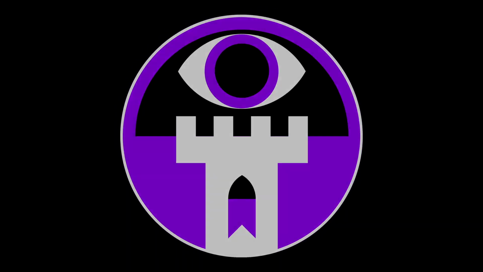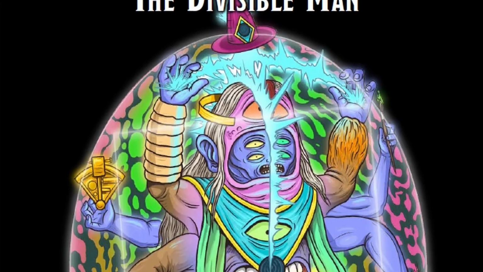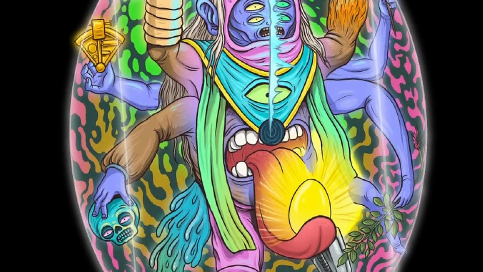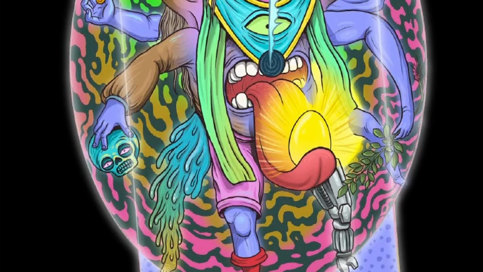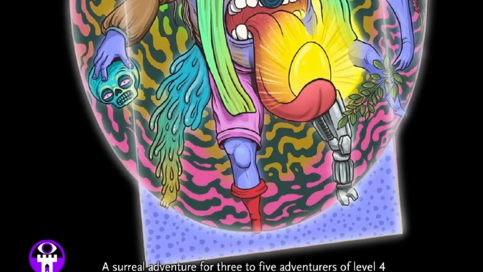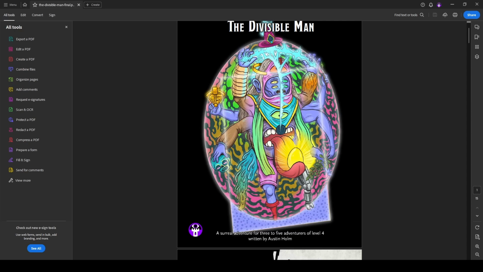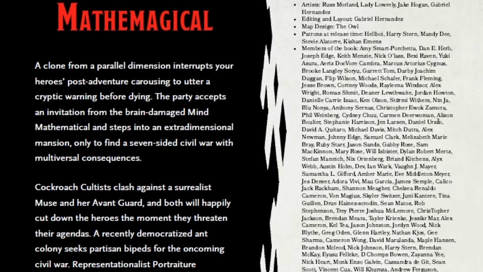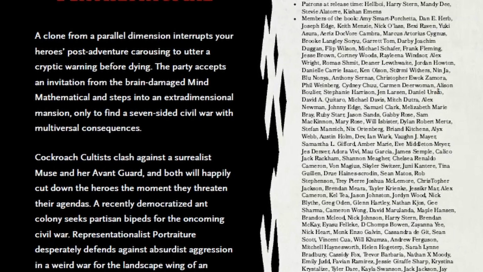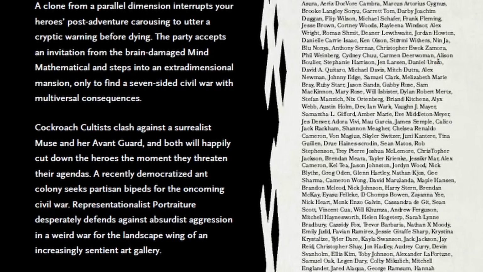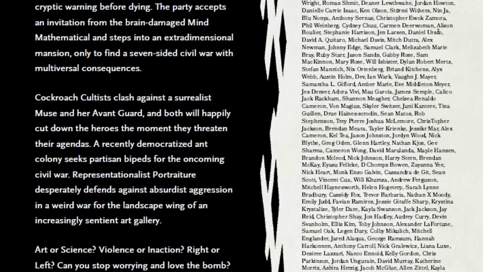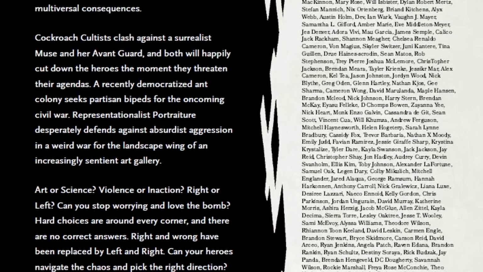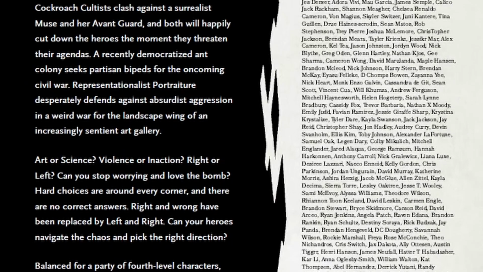Today we're going to cover the Divisible Man Adventure Guide. It's an adventure for 5e, written by Austin Holm, and it is written for 3 to 5 adventurers of about level 4. The premise of the adventure is that a crazy genius, Da Vinci, has invented the bomb. Yeah, the bomb. And in kind of a self-quarrel about the morality of such a thing, he has decided to split himself in half. So into his left and right sides.